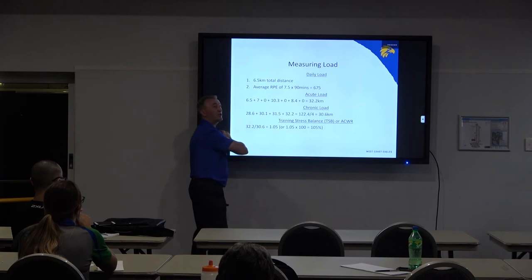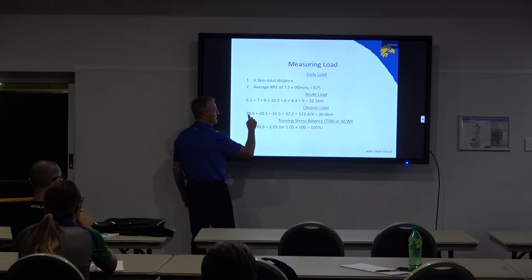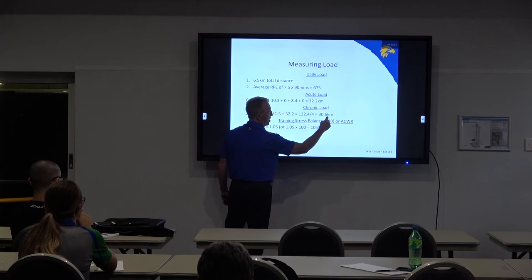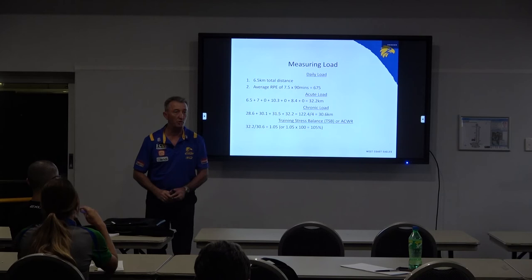Fitness is how much have I been able to do over the last 4 weeks. So here's this week, that was this week. The week before I did that, the week before I did that, the week before I did that, I add all of that up, I divide it by four, and that's my average chronic load over the last 4 weeks. And training stress balance is that over that, that over that, and we get 105% and 105%. Makes sense, and I'm sure some of you have dabbled in that.